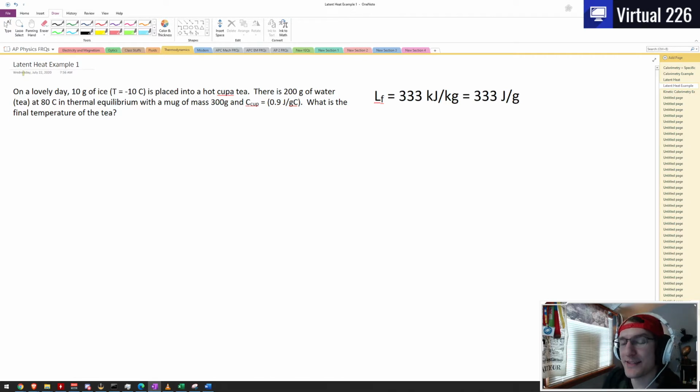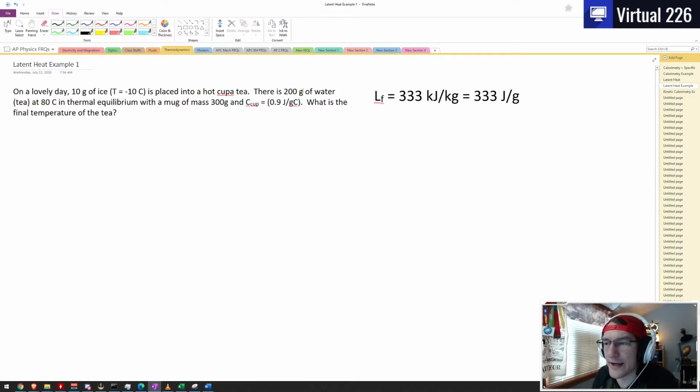Okay, so this is a first latent heat example. This is taking calorimetry, but also introducing phase changes into it. And on a lovely day, we have 10 grams of ice with an initial temperature of negative 10 degrees Celsius. And it's placed into a hot cup of tea.